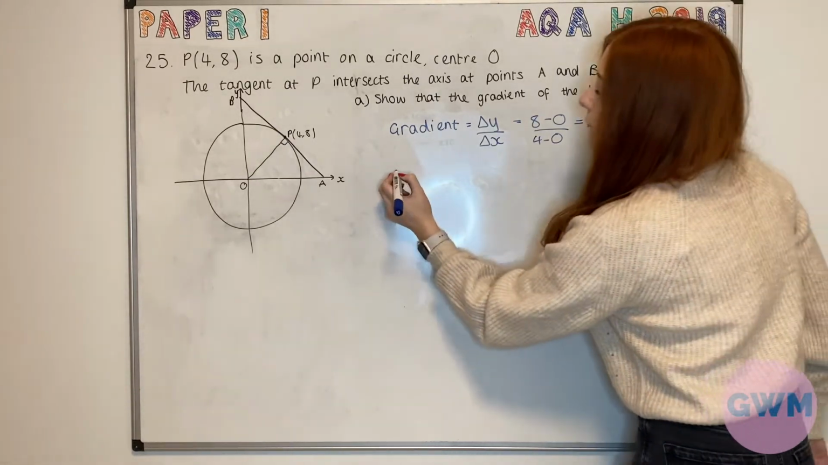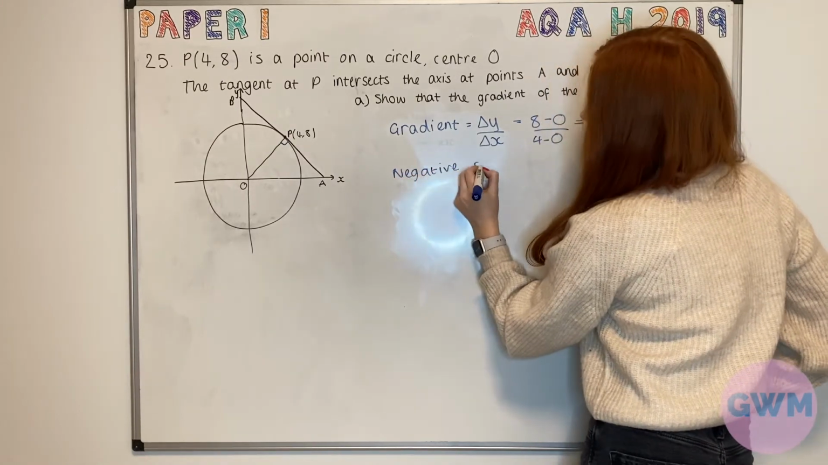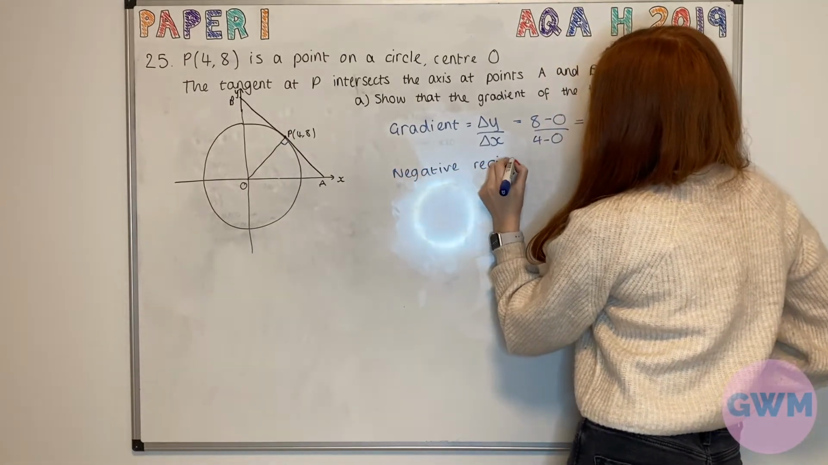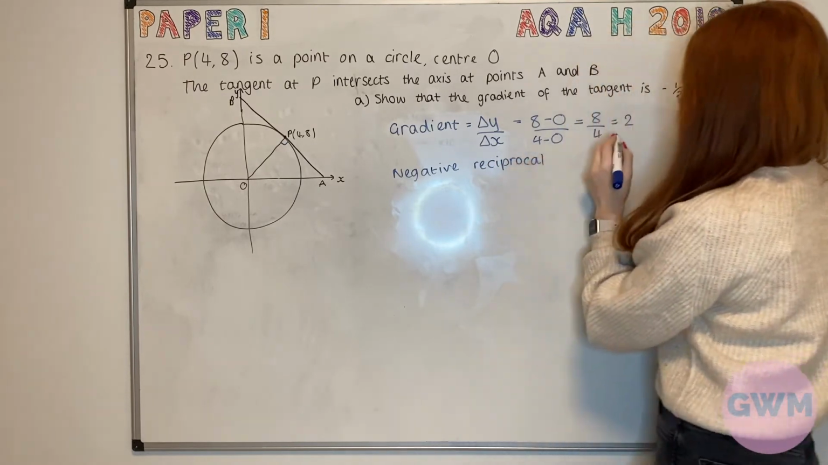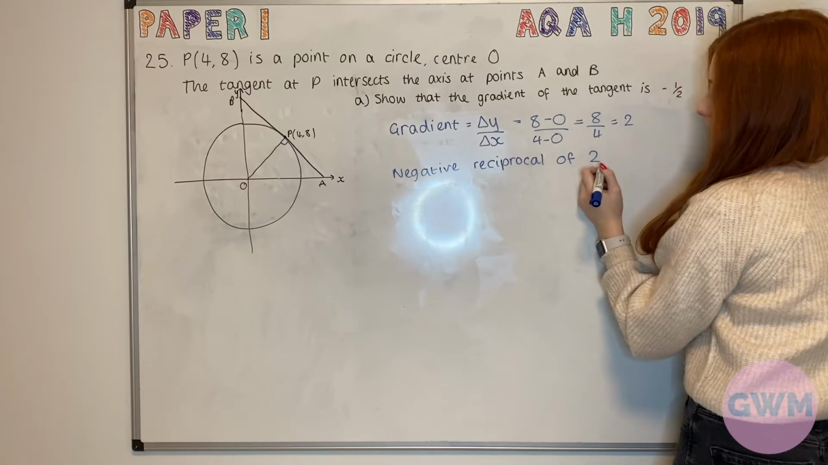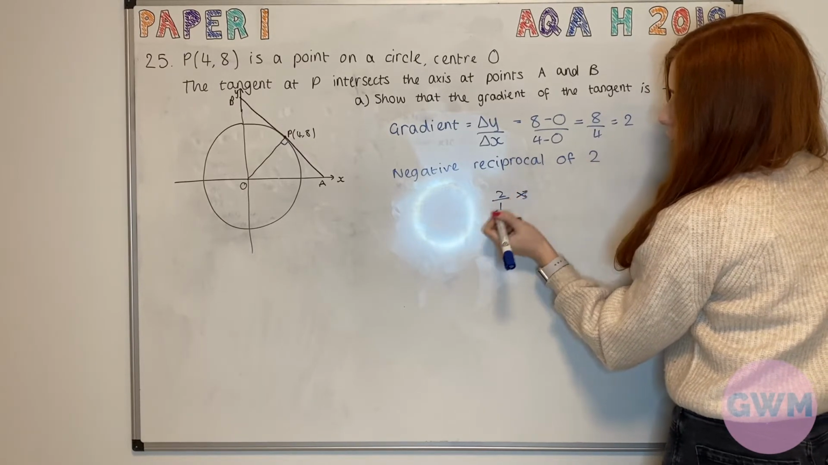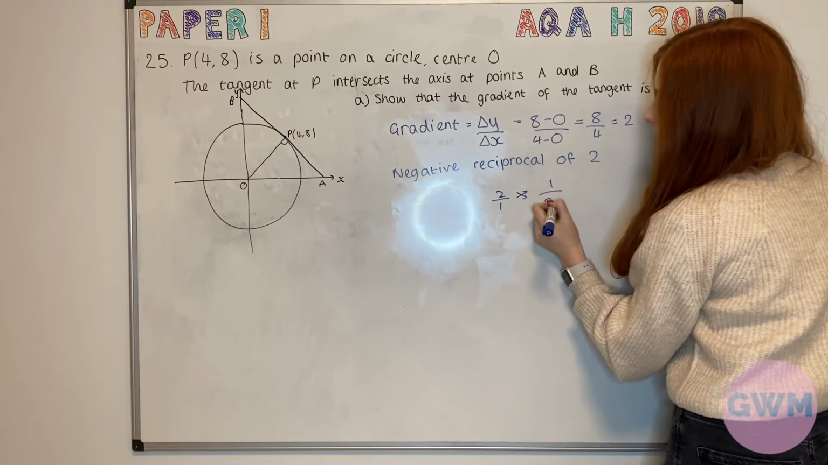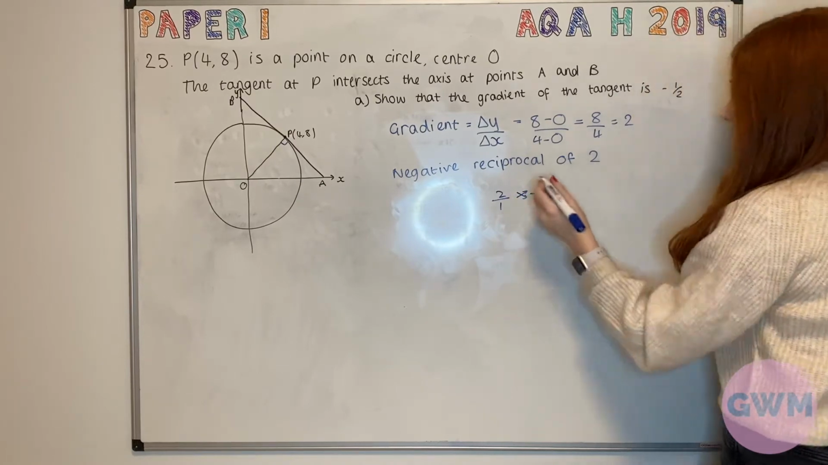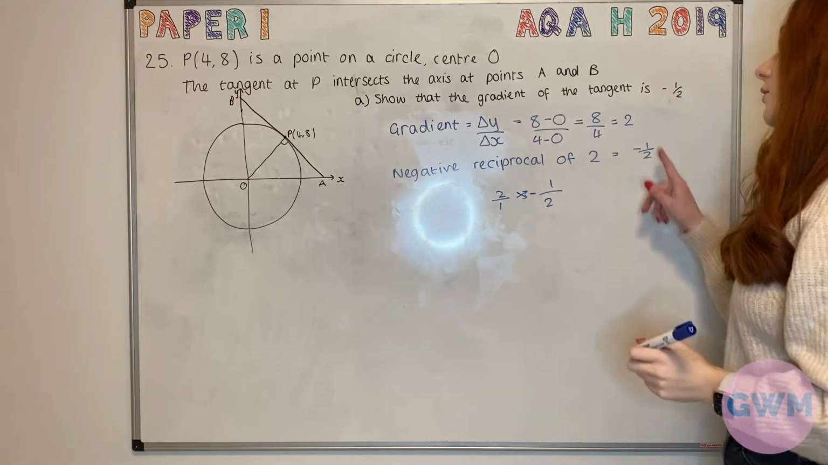Now remember, we want the negative reciprocal of 2, which is, imagine it's 2 over 1, we flip it upside down, so we move the top to the bottom and the bottom to the top, so it's a half and it's a minus. So negative reciprocal of 2 is minus a half, which is the gradient of the tangent.